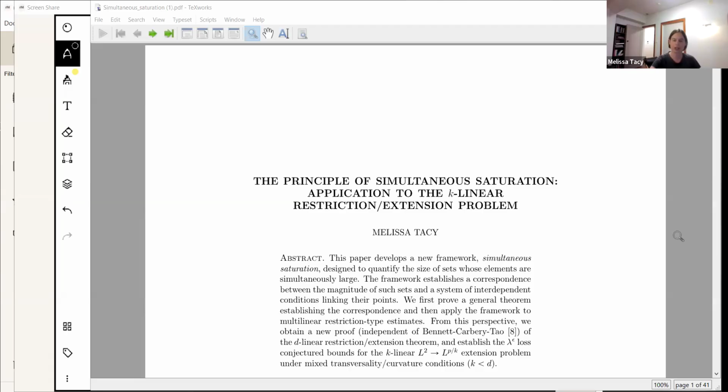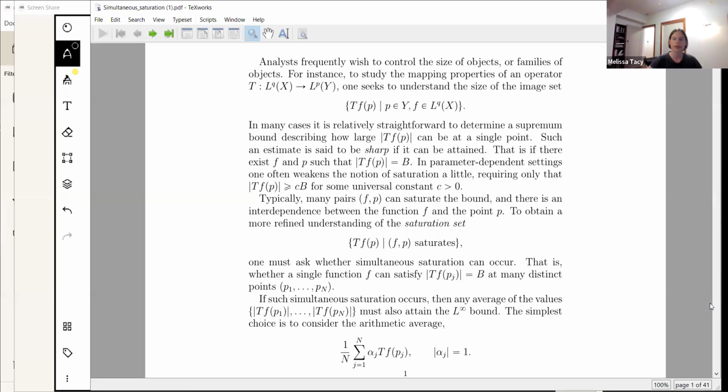So the whole idea of simultaneous saturation is that you just want to control where things are big. Now, this comes up all the time in the kind of work that I do. I work a lot in analysis. I'm often looking at questions about where is T of F big? So T will be some operator applied to a function. Where is this big? How can I control how big this is?